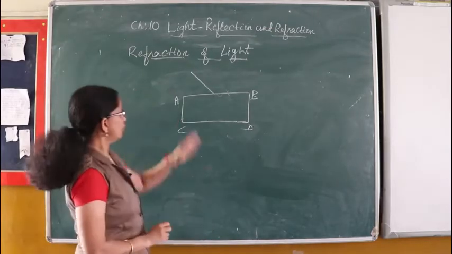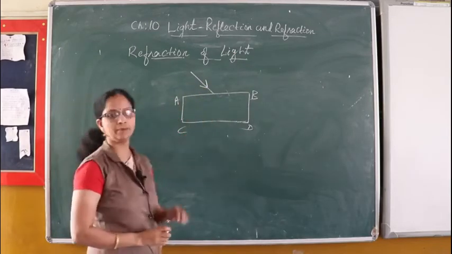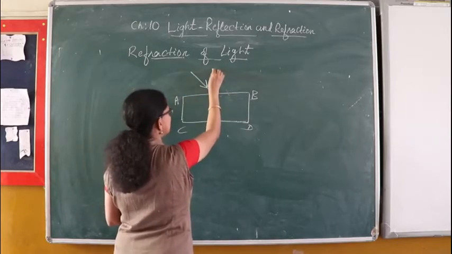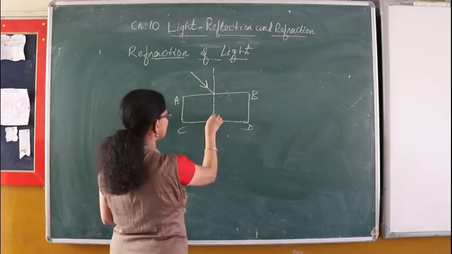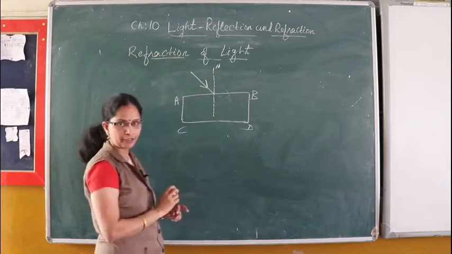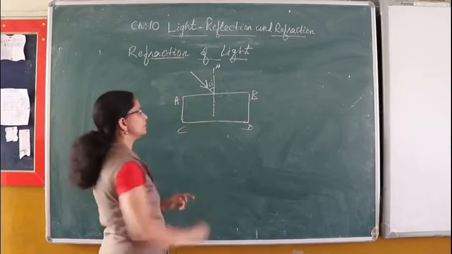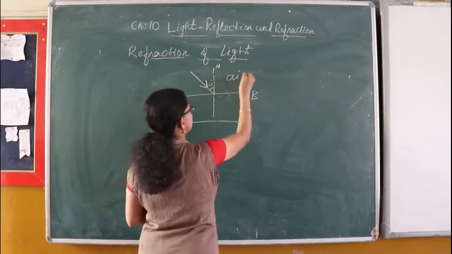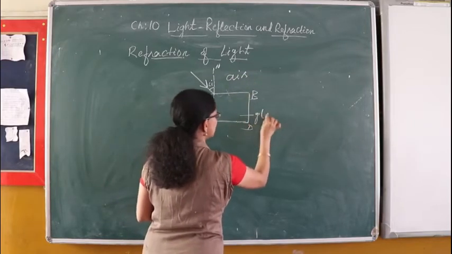When a light ray strikes obliquely on the first surface, AB, here we can see a normal is drawn. This is the normal N to the refracting surface. This ray is known as the incident ray, and it makes an angle, the angle of incidence. Now, the first medium here is air, and the second medium is glass.